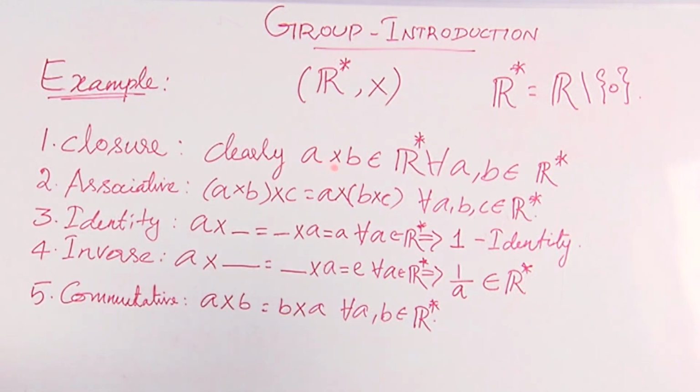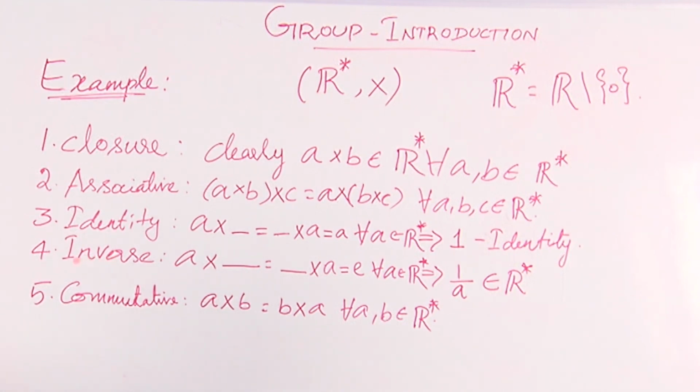Closure: clearly A cross B is an element of the set of all non-zero real numbers for all A comma B belonging to R star, because the product of any two non-zero real numbers is again a non-zero real number. Therefore, closure is always true. Next, associative. Associativity is obviously clear: A cross B cross C equals A cross B cross C for all A, B, C belonging to R star. Next, we move on to identity. We have to find an element such that A cross that element equals that element cross A equals A for all A belonging to R star. Here again, in product the element 1 deserves this role, so A cross 1 equals 1 cross A equals A for all A belonging to R star. This 1 is also an element of the non-zero real numbers, therefore 1 satisfies the identity property.